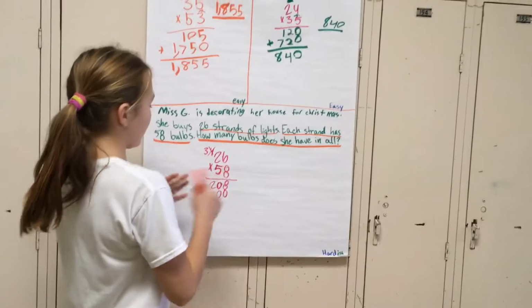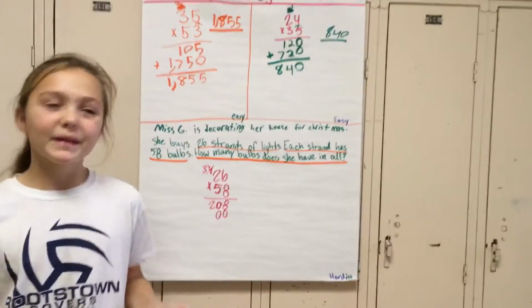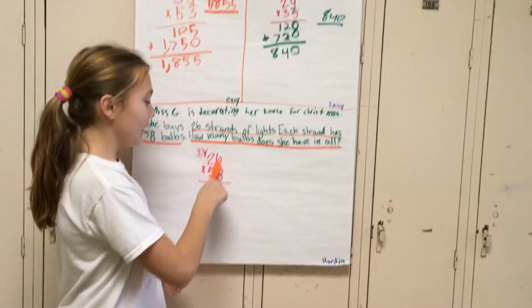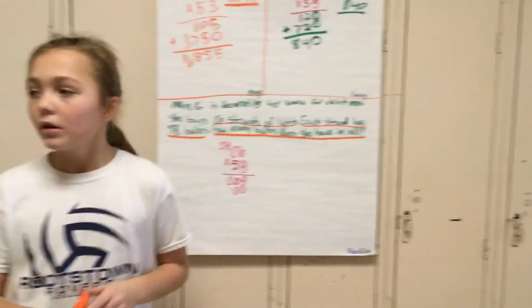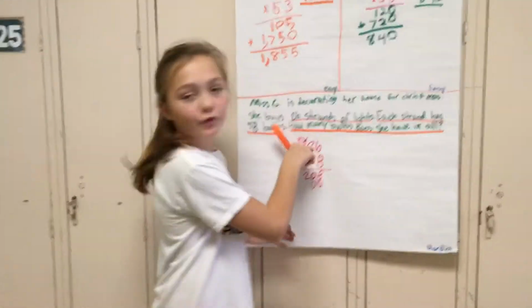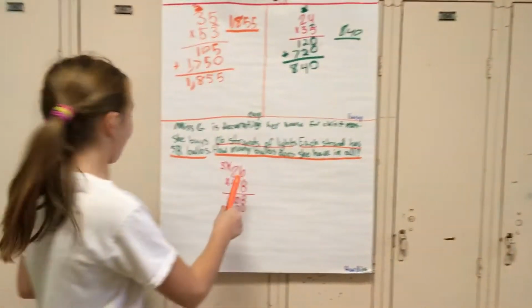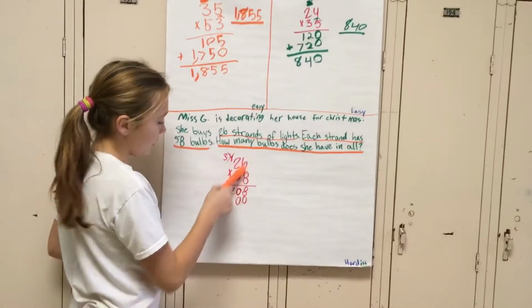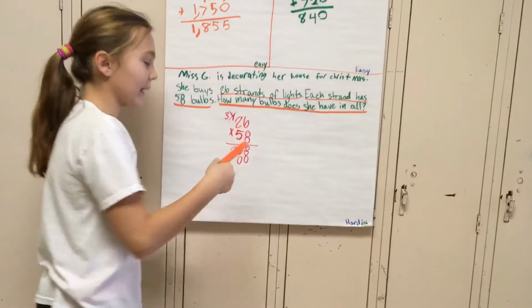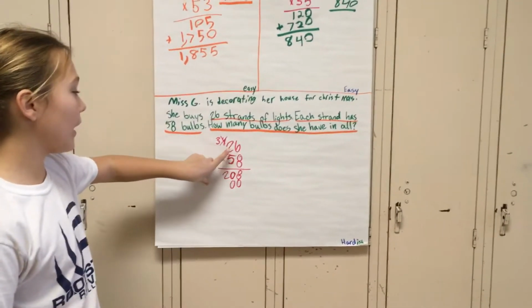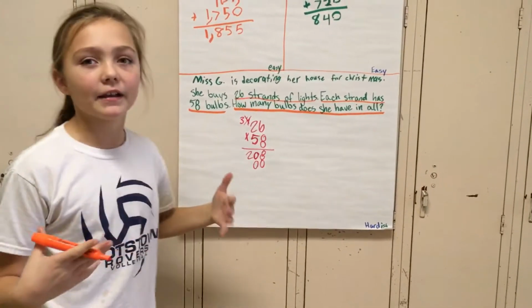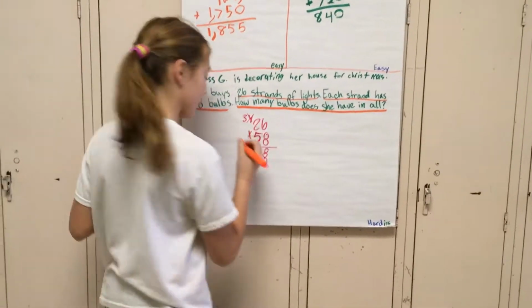Another thing people mess up is they always go straight instead of diagonal. Some people go straight, 2 times 5, straight away. You're not going to get the right answer if you do that. That's why you have to go diagonal. So next we're going to do 5 times 2, which equals 10. 10 plus 3 is 13.